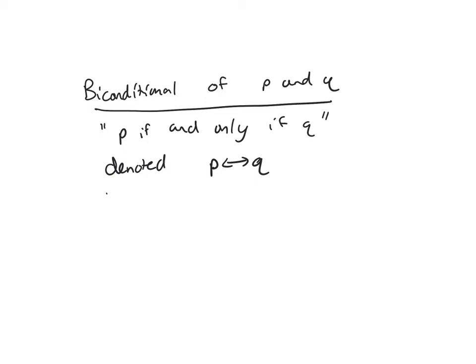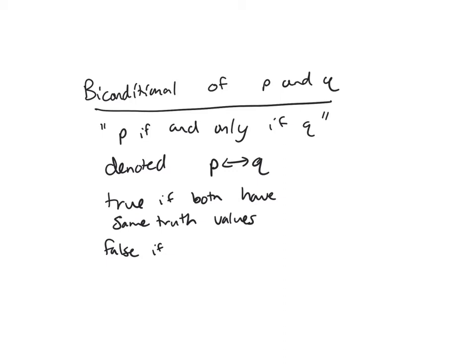So it's going to be true if both statements have the same truth value. So if they're both true or they're both false, and it's false if they have opposite truth values.